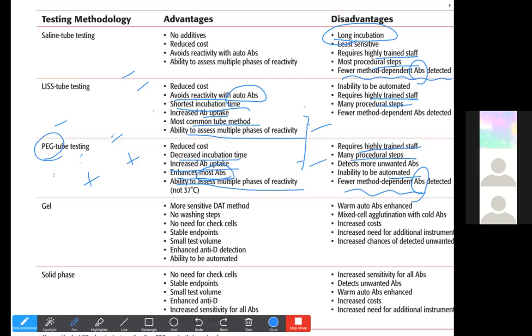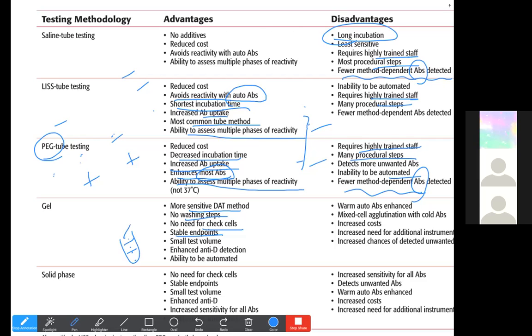But the gel in the solid phase has the advantage that it is more sensitive than the DAT. With gel, no washing step is needed, no check cells are needed, and there are stable endpoints, that is, how much the gel is agglutinated shows stable endpoints. A small volume is needed for the test, and there can be enhanced anti-D detection with the ability to be automated.